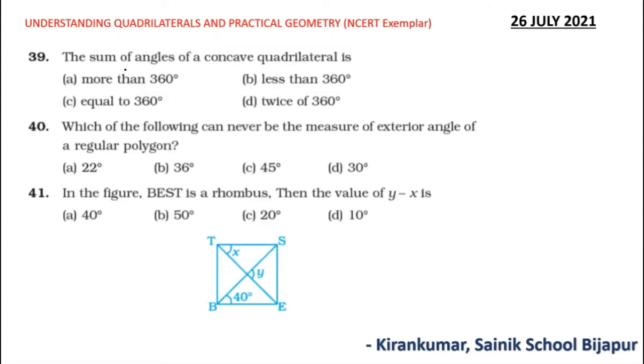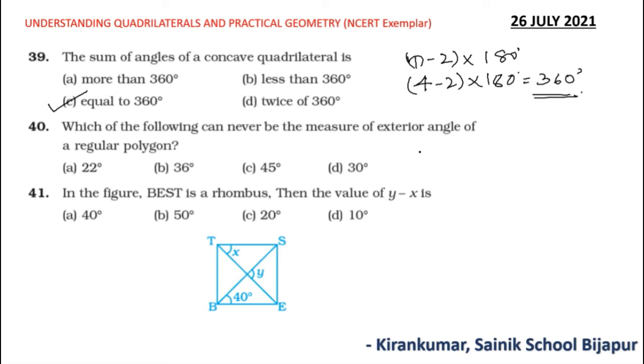Question number 39. The sum of the angles of a concave quadrilateral is 360 degree, because for a convex or a concave, angle sum is given by n minus 2 into 180 degree. Here four sides will be there, so we get 360 degree. So the measure is equal to 360 degree. It is irrespective of whether it is a concave or convex.